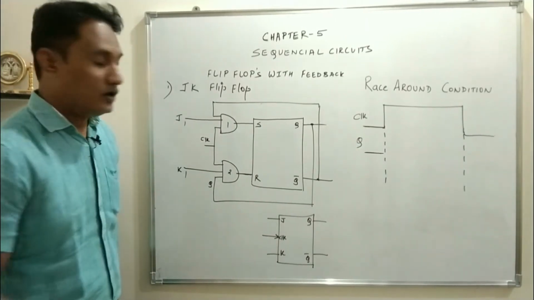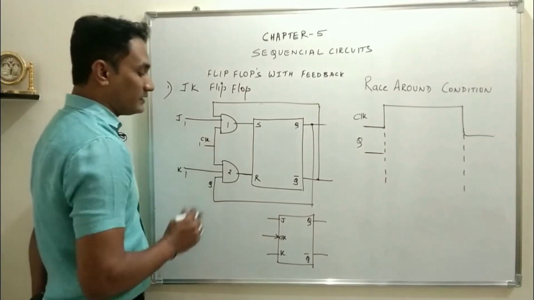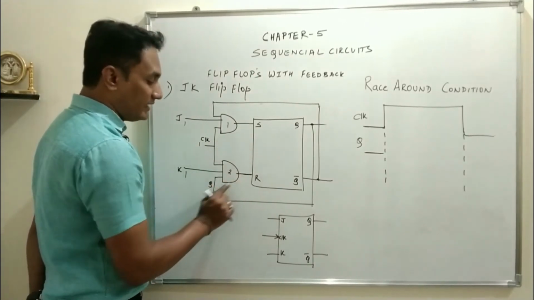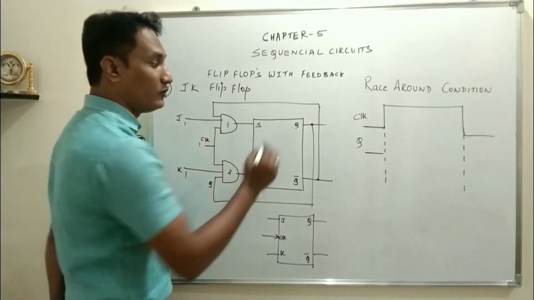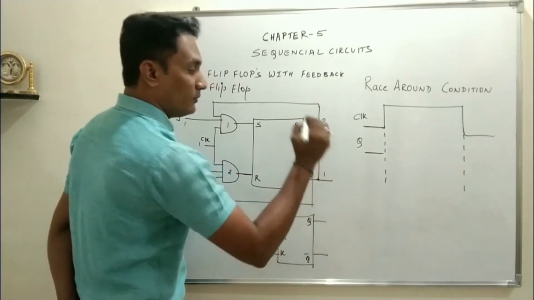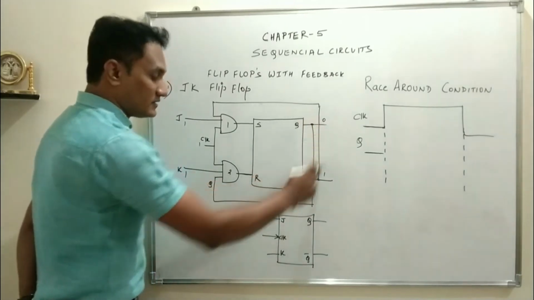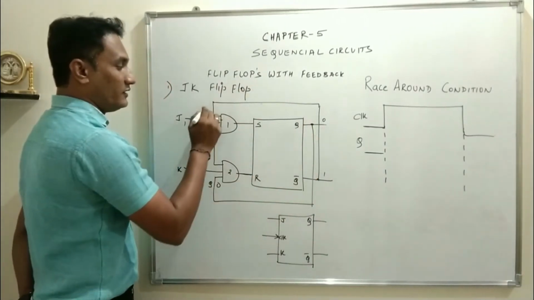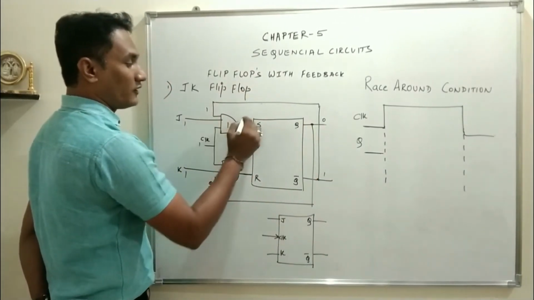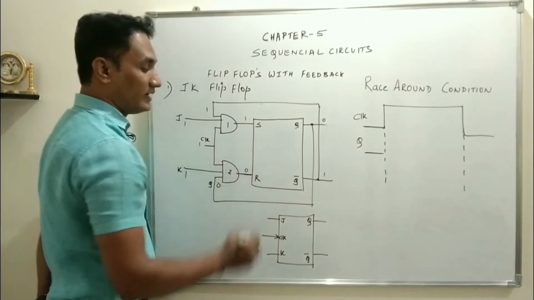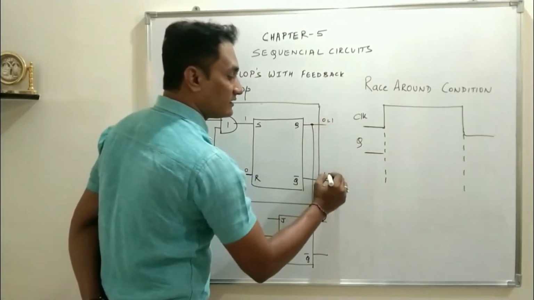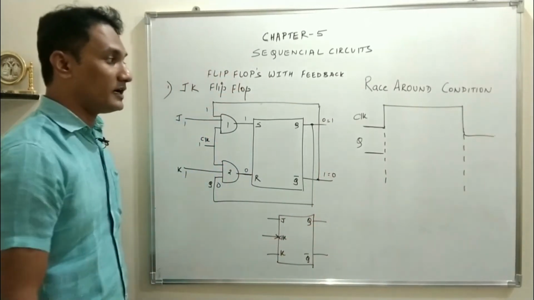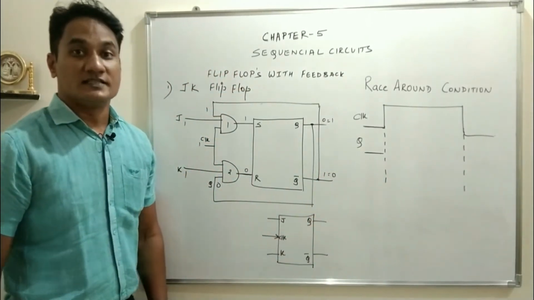You know, when J and K are 1 and clock is 1, the output of the AND gate depends upon Q and Q bar. That means the previous state of Q and Q bar: if Q is equal to 0, Q bar equals 1, so this 0 will be transferred over here, this 1 will be transferred over here. Therefore the output of the first AND gate will be 1 and the second AND gate will be 0. S is 1, R is 0, it will set the flip-flop. That means Q will become 1 and Q bar will be 0.